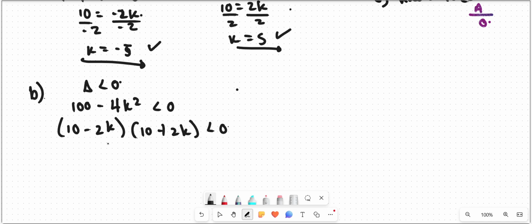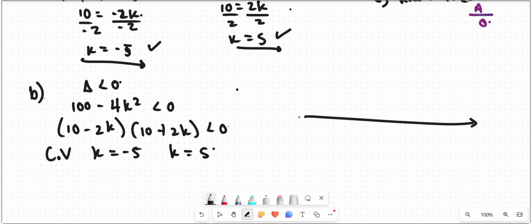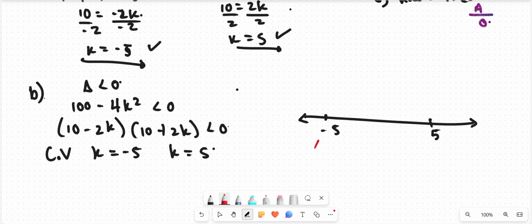So my critical values are where k is equal to negative 5 and where k is equal to a positive 5. So these are my critical values, but ultimately I need to still draw it on my inequality to see what is actually happening. So negative 5 is there, positive 5 is there. That equation there, my a is a negative, so it means it's going down like that. It's a sad shape.